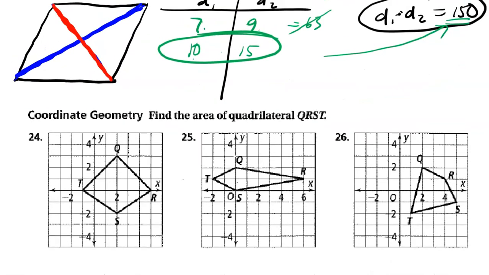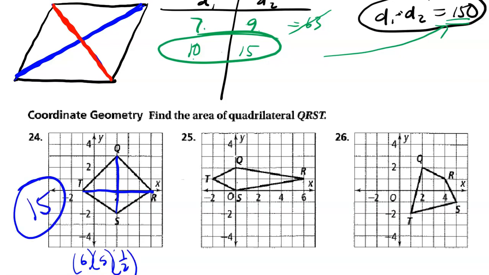Whew, finally we're at the end of the sheet. Hopefully we can blast through these ones pretty quick. Looks pretty similar to what we did up above. So area of a kite, 1/2 diagonal times diagonal. So 6 times 5, which is 30, times 1/2. So the correct answer for this one is 15. 2 times 4, 6, 8 times 1/2 is 8.